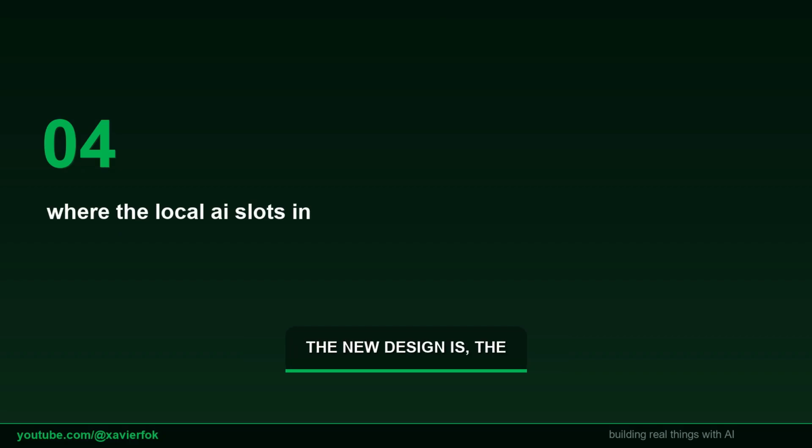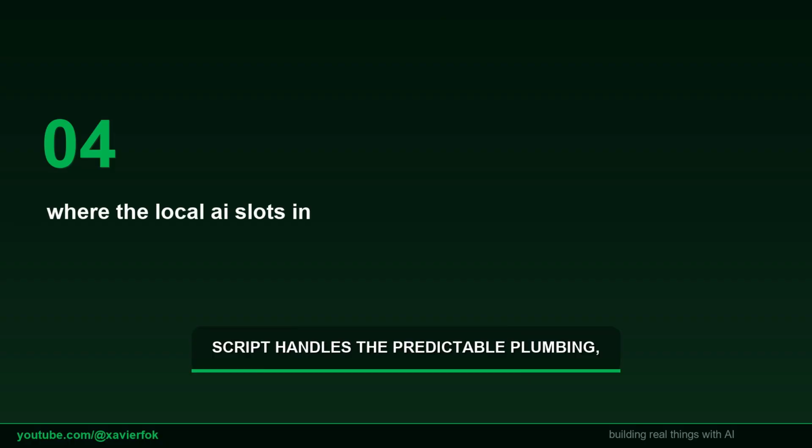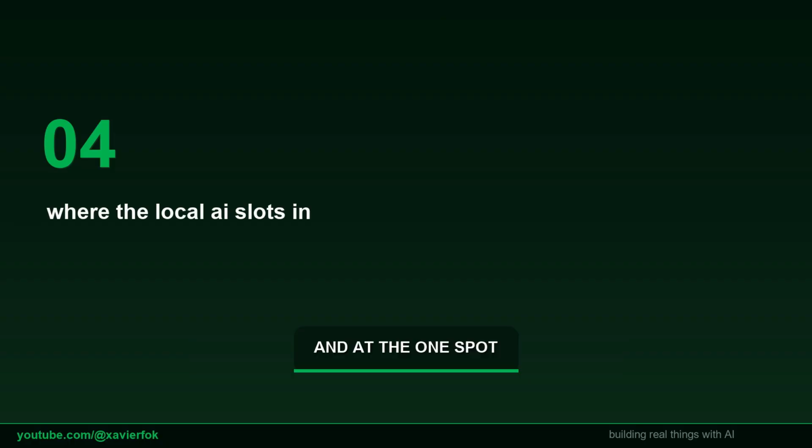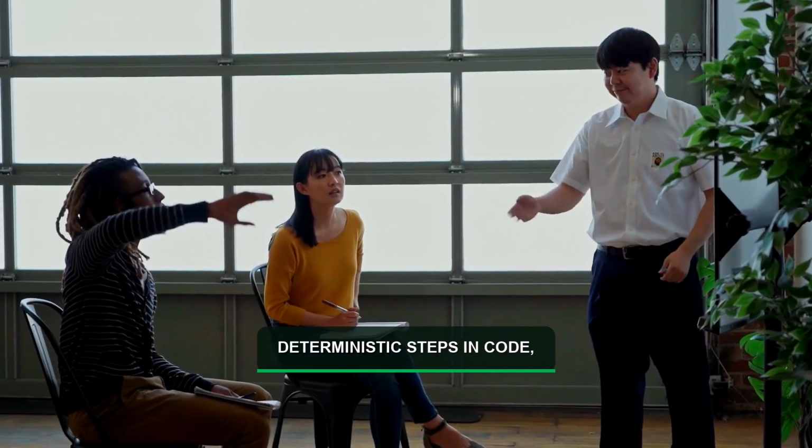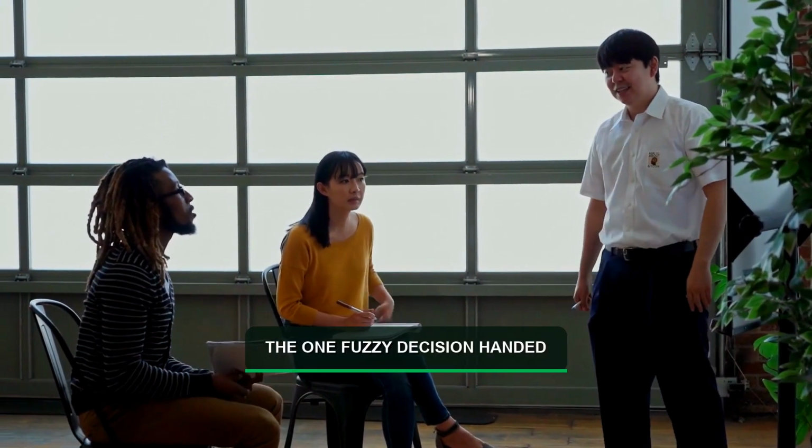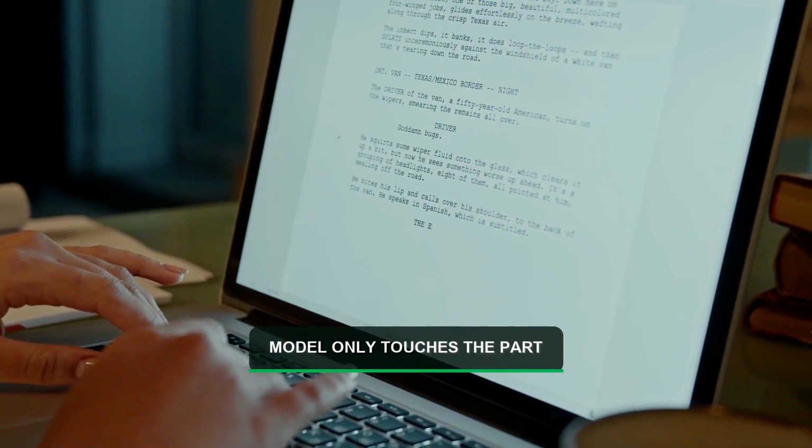So the new design is, the script handles the predictable plumbing, and at the one spot where a real judgment is needed, it hands the question to an AI model and gets back a clean answer. The script asks, here is an email, is it important, yes or no? And the model decides. Then the script takes that answer and carries on with its mechanical work. That split is the whole idea. Boring deterministic steps in code, the one fuzzy decision handed to a model, and the model only touches the part that genuinely needs it.